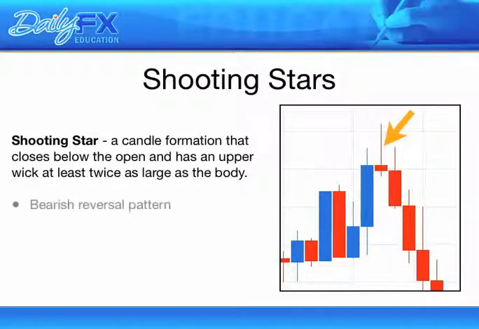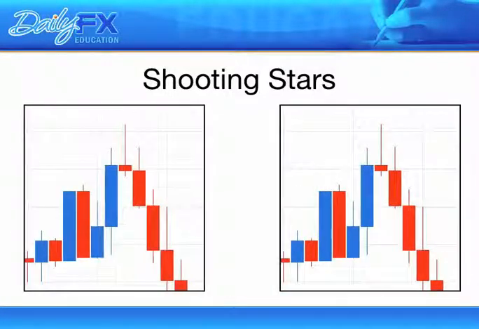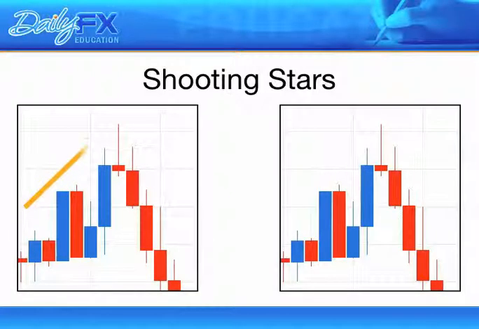This bearish candlestick formation appears when the price of the currency pair has traded well above the opening price, but then closes below the opening price. Buyers have thus succeeded in pushing the price quite a bit higher during the session, but were not able to sustain that level. Therefore, it's probable that price action may decline in the near future. To be considered a shooting star, the formation must be in an upward or bullish trend.